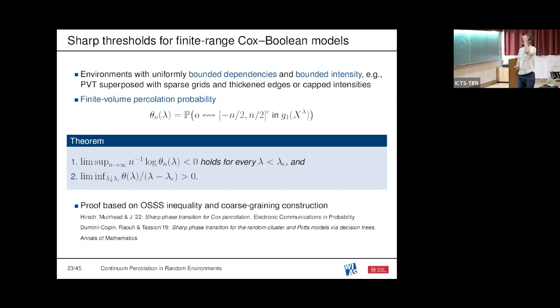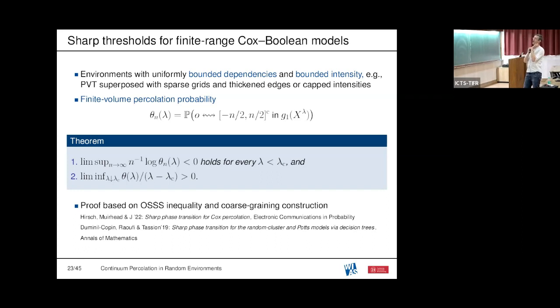Here is another result, a more recent result on what is sometimes called sharp thresholds. So we are looking here also at a Cox point process, and the environment is now much more restricted. It needs to be B-dependent, and also the intensity must be bounded. So you can consider the Poisson-Voronoi tessellation environment, but by superimposing a grid, you make it only locally dependent, and then you also have to bound the intensity, which is unbounded for the original Poisson-Voronoi tessellation, but you just set a fixed bound.